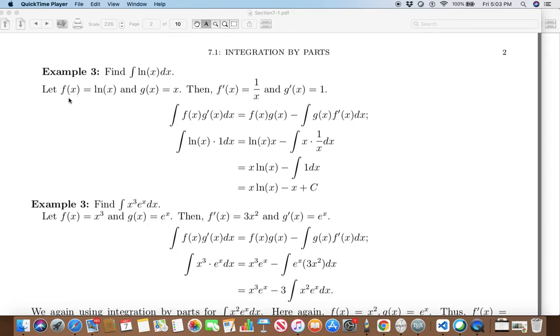So what is the derivative of f? Well, it's 1 by x, the derivative of natural log. What's the derivative of g? Simply 1. So what is our integration by parts formula? Integral f g prime is fg minus integral g f prime. So g prime is 1, f is natural log. So together, this is the question we started off with.